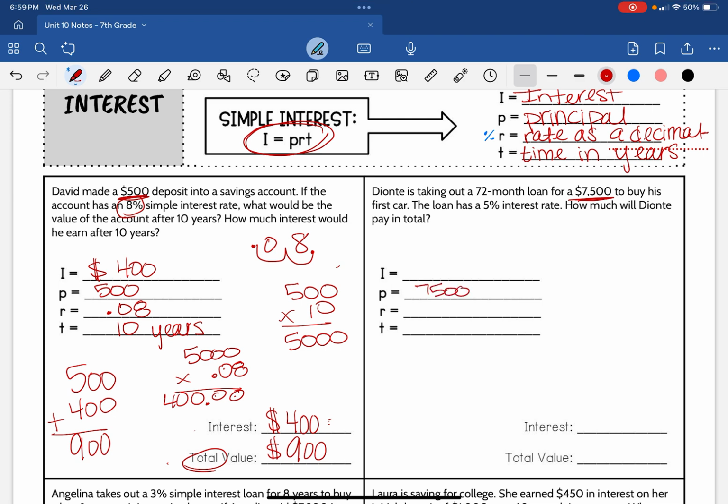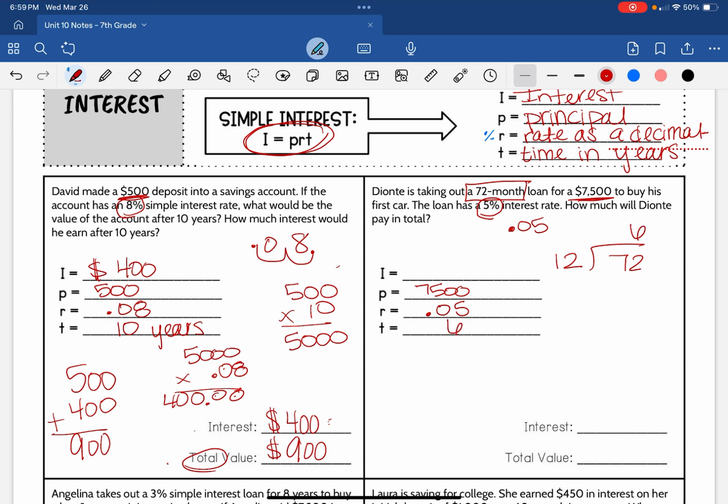The rate, which is this 5% as a decimal. So remember, 0.05 because I moved that decimal 2 places. So 0.05 for your rate. And then it's time in years. Well, they don't give us years here. They do give us months. Now remember, there are 12 months in a year. So if I was to divide 12 into 72, how many times is that going to go? 6. So this is a 6-year note.